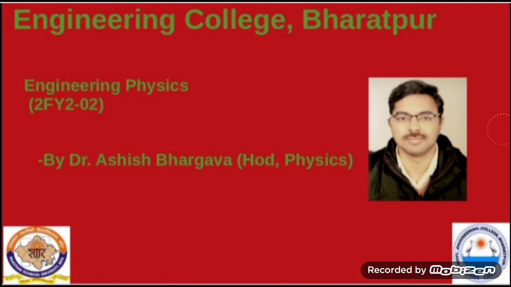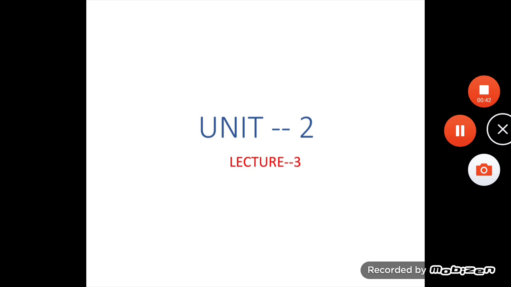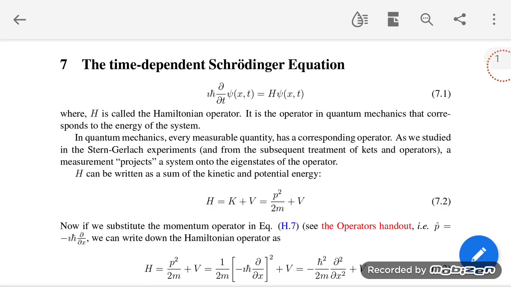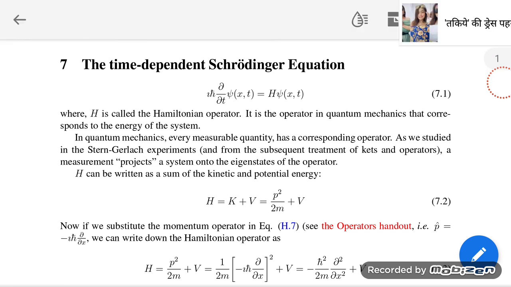We will start unit 2, which we have already studied in the classroom in the past. This is the third lecture of unit 2. In this unit, we will study the time dependent and independent Schrodinger equation. Firstly, we start from the time dependent Schrodinger equation.